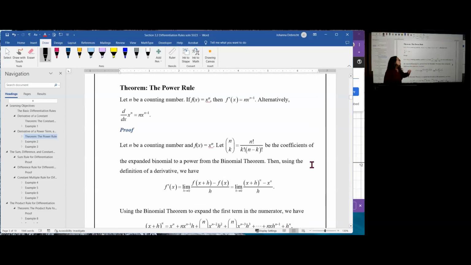Suppose n is a counting number. If the function is equal to x to the n, for example, let's suppose that we have a function up here, f of x equals x to the 5th power. It's not a derivative, that's a power.